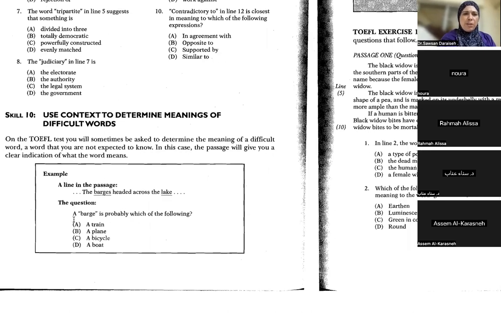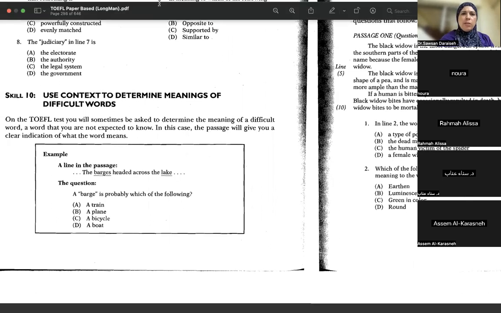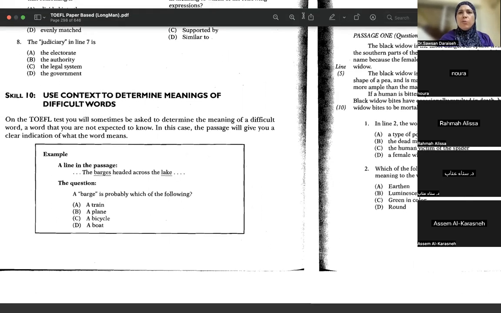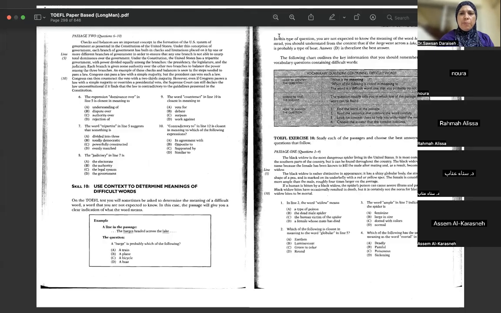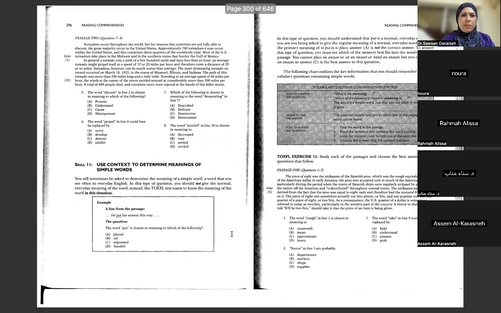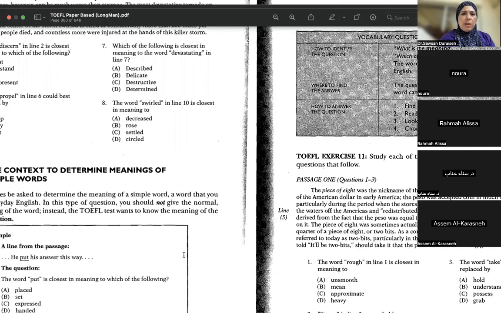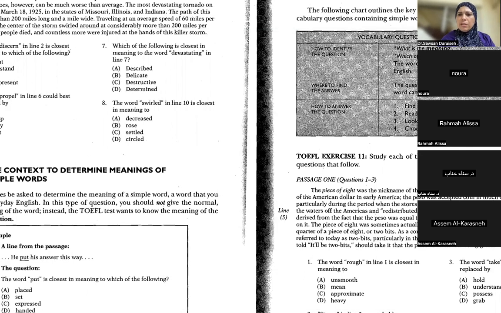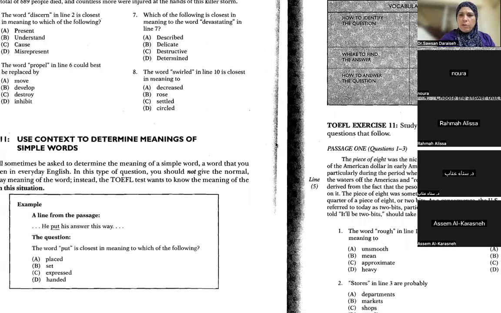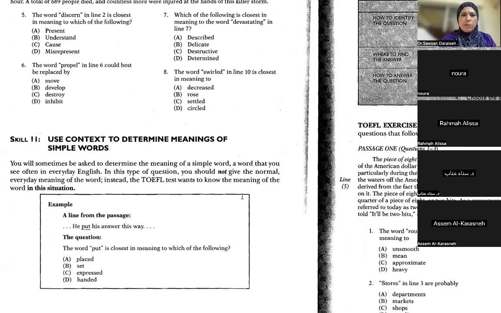Did we take this one? Skill 10, guys? Remind me if we did. Did we take it? Yeah, we did, because there's the Black Widow. I think today we're going to use context clues to determine meanings of easy words or simple words. That's what we're going to do today. There's another skill right after this, it's 11. Here it is. Let me enlarge this. Sometimes we don't take reading consistently. That's why I might go back to you and ask where we have stopped.